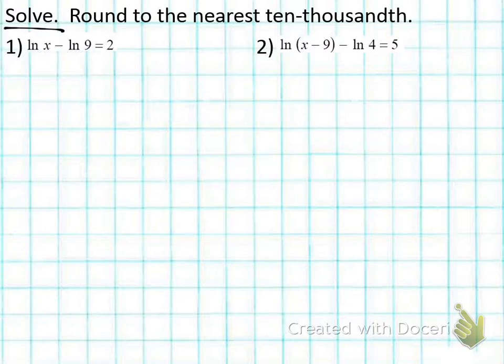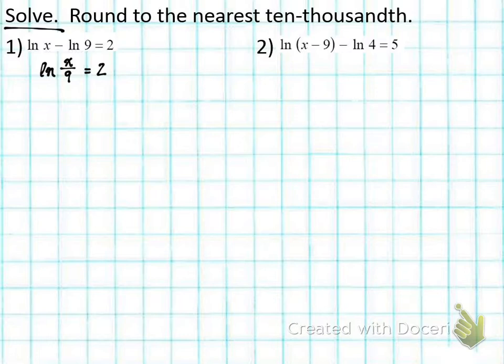Okay, so I want to condense these two together, so we have natural log of x over 9 is equal to 2. That's the first step. Okay, so I just condensed that because I know that there's a minus sign here. Two natural logs have the same base.